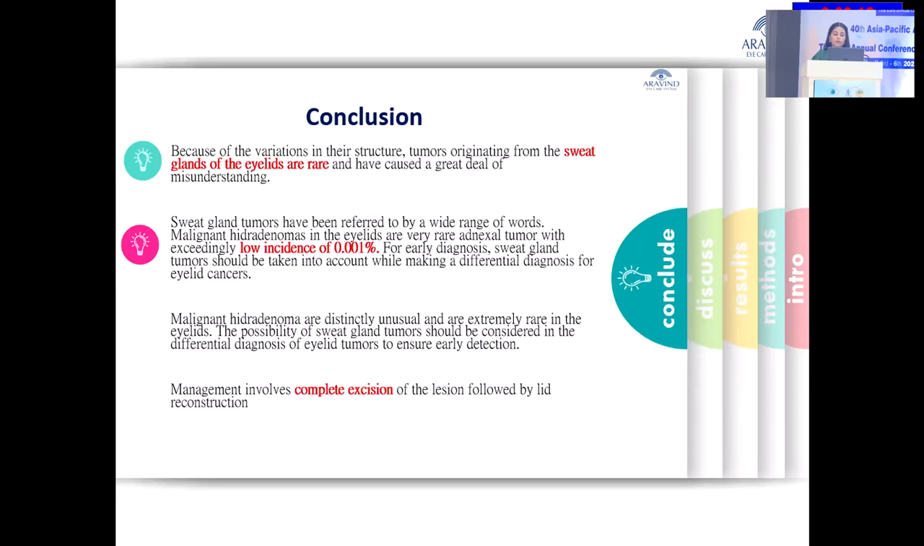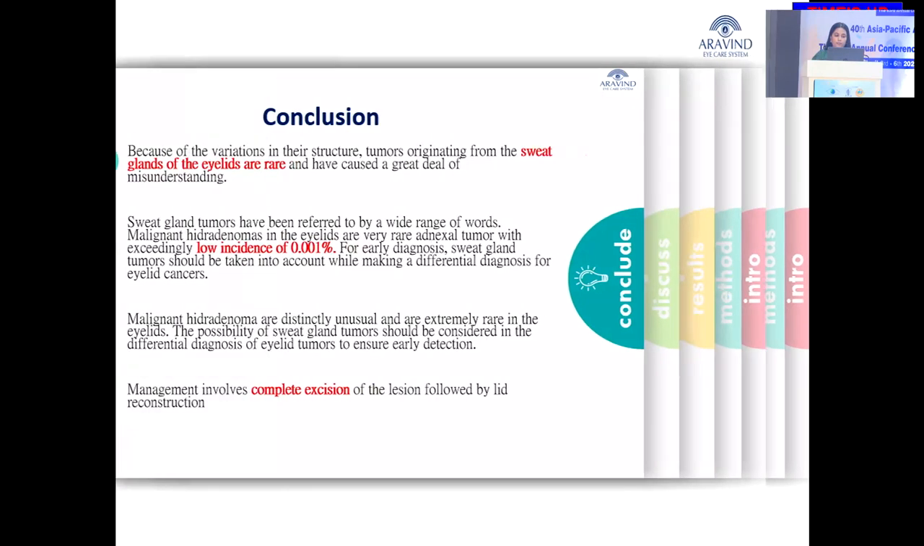Malignant hidradenomas of the eyelid are very rare adnexal tumors, with an exceedingly low incidence of 0.001%. For early diagnosis, sweat gland tumors should be taken into account while making a differential diagnosis for eyelid tumors. Malignant hidradenomas are distinctly unusual and extremely rare in the eyelid. The possibility of sweat gland tumor should be considered in the differential diagnosis of eyelid tumors to ensure early detection. And finally, the management involves complete excision of the lesion followed by lid reconstruction.